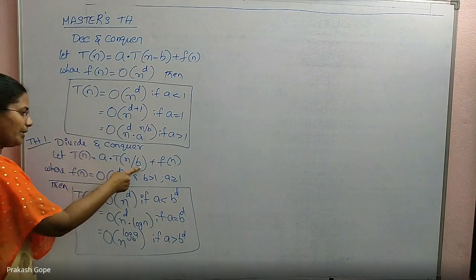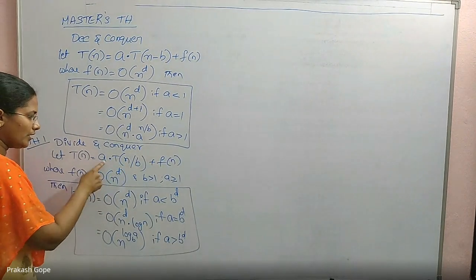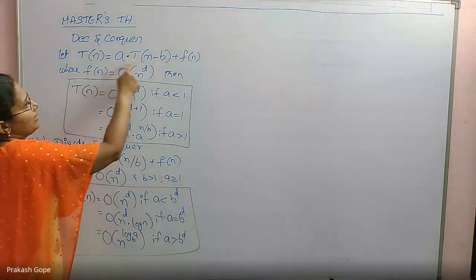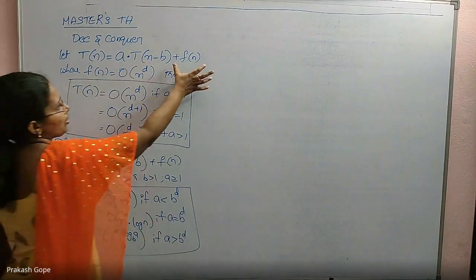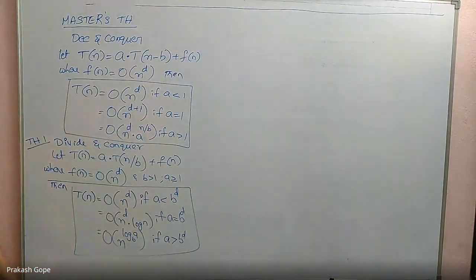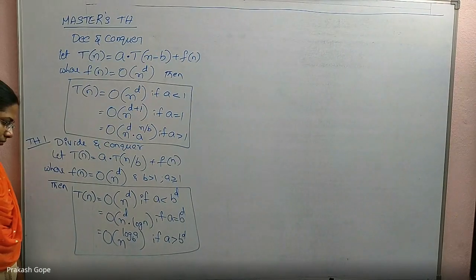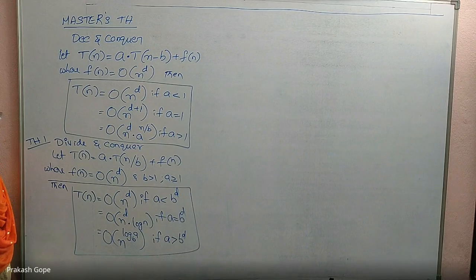What is a, b, d? All are clear, right? Here also a, b, d. The d is this polynomial's highest power, highest degree. This is theorem 1.